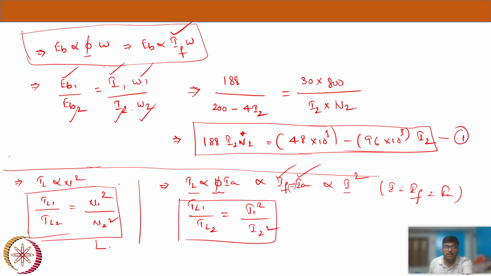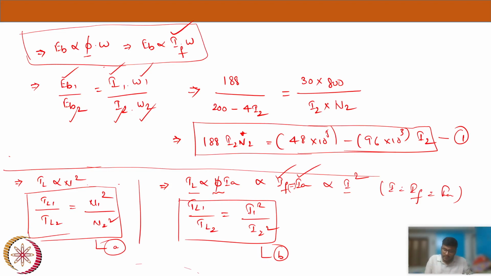So equation A, I got it from the data given in the problem, but equation B, I got it from the principles I know. What is the basic principle by which my DC machine will work? From that relation I got equation B. From the data given in the problem I got equation A. What is common in both A and B? The left hand side part is the same, TL1 by TL2.